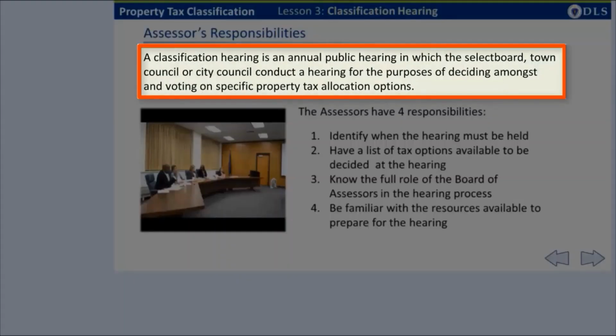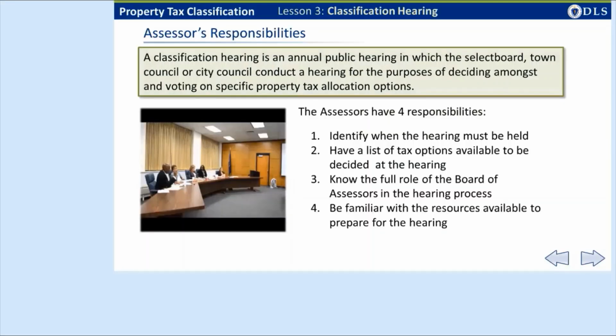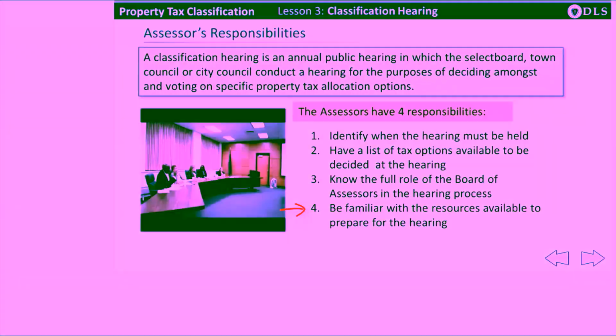A classification hearing is an annual public hearing in which the Select Board, Town Council, or City Council conduct a hearing for the purposes of deciding amongst and voting on specific property tax allocation options. The assessors have four responsibilities with regard to the classification hearing. They need to identify when the hearing must be held, have a list of tax options available to be decided at the hearing, know the full role of the Board of Assessors in the hearing process, and be familiar with the resources available to prepare for the hearing.